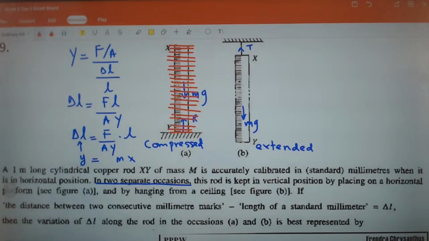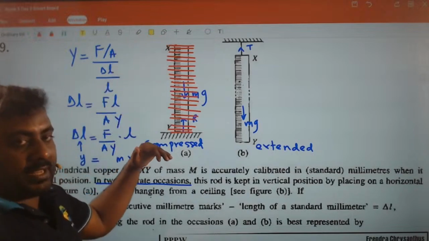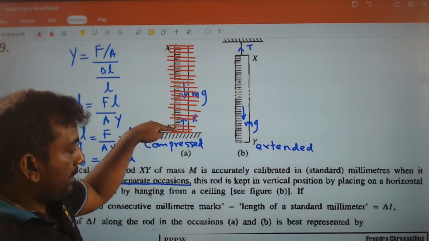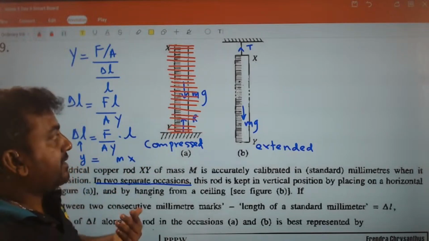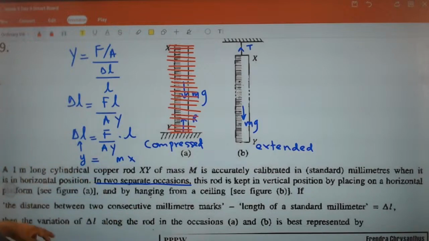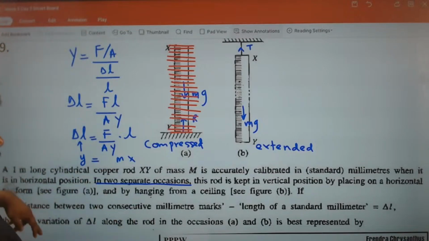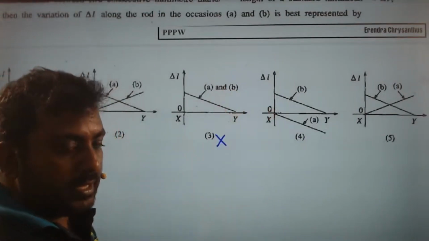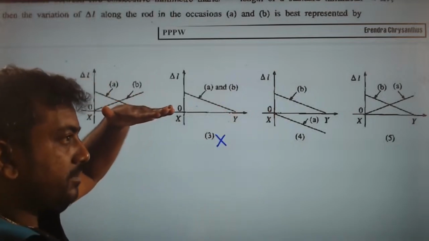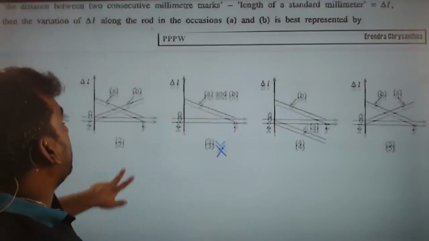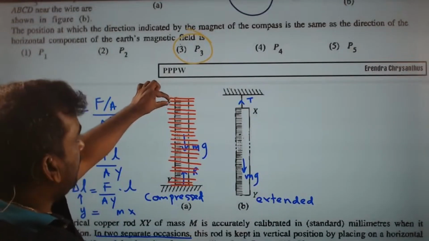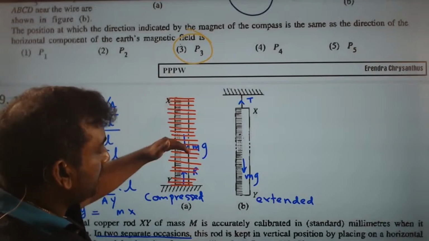Right? So when I go from X to Y, the millimeter mark may pass and go to the negative side as well. We don't know. It might pass and go to the negative side as well. This negative side is a real situation. The top one, nothing will happen. Top one, there is no compression. From the second one only compression will take place.